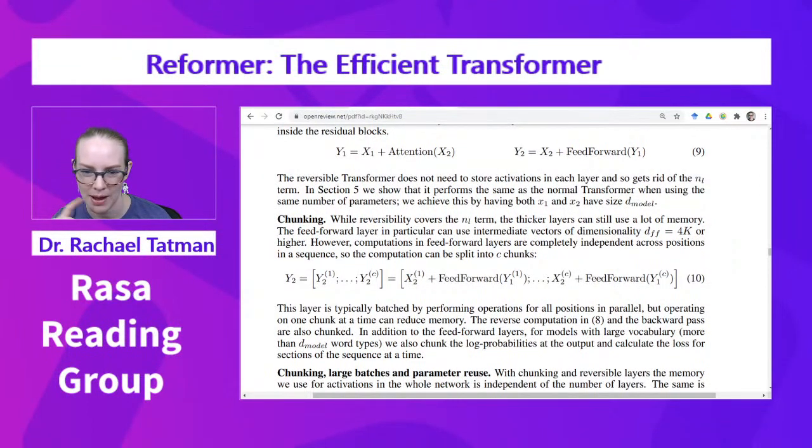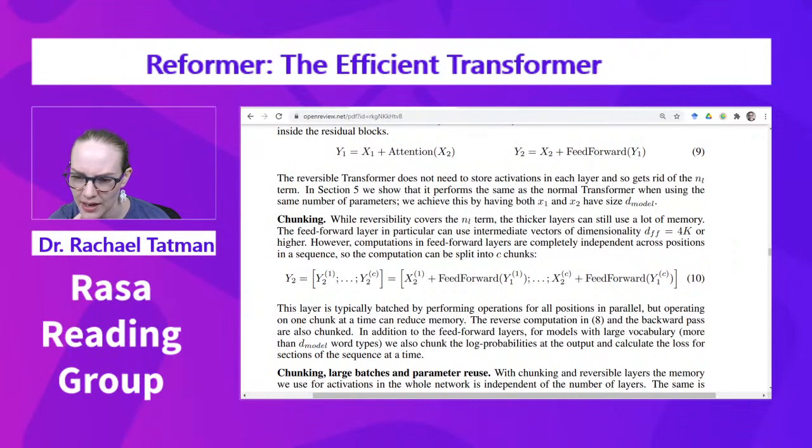The reverse computation in 8 and the backward pass are also chunked. In addition to the feed-forward layers, for models with large vocabulary, more than D model word types, we also chunk the log probabilities at output and calculate the loss for sections of the sequence at a time.